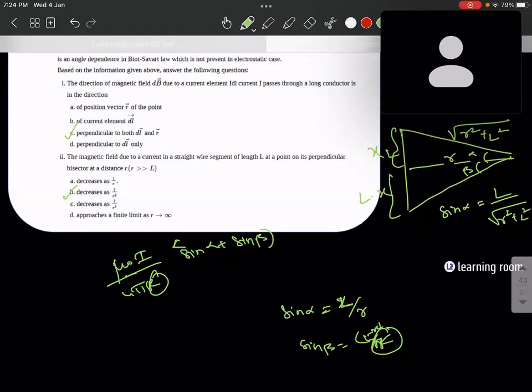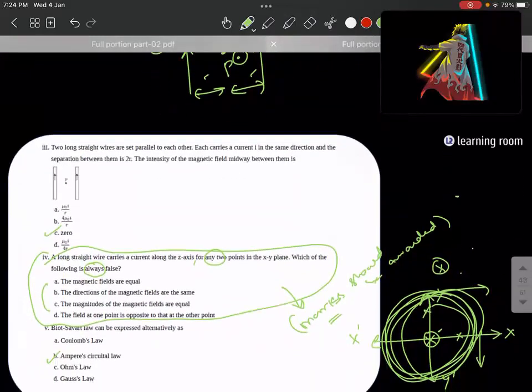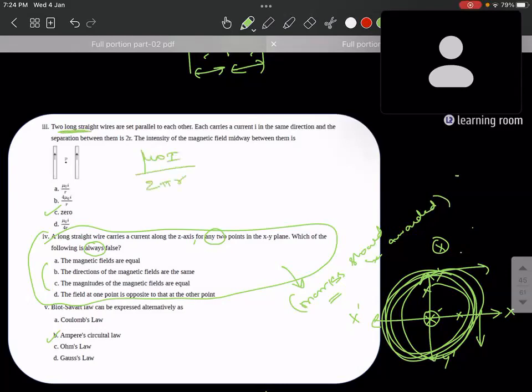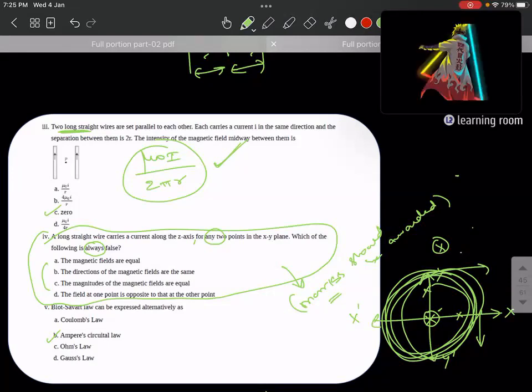Sir, for the third, if they are not the same, which formula should we use, sir? Direction or distance, if one of them changes? Same formula you use. Direction has nothing to do with the formula. They are given long wires, so it will be mu naught I divided by 2 pi r. He is asking about direction. Whatever direction they give, the formula will not change. But if the distance of one wire to P changes, it will be different. R will change.